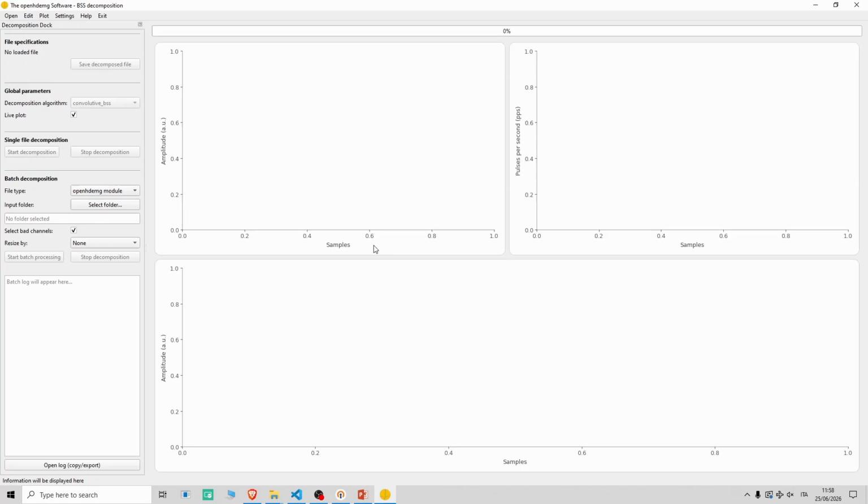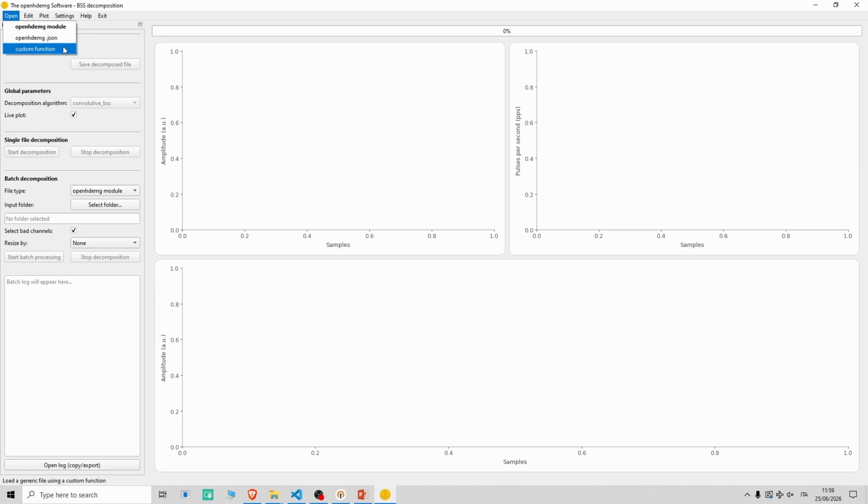So when we open the decomposition, of course, everything is empty, because as a first thing, we need to select the file that we want to process. And we have a number of options for opening the files that we need. Here we have the JSON file that is present for backward compatibility, because in the past we were using this format.